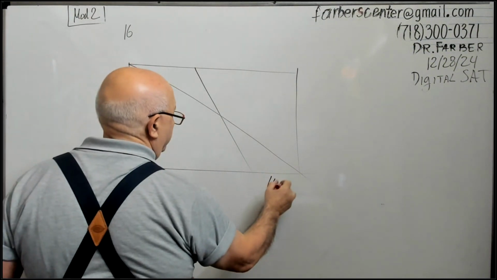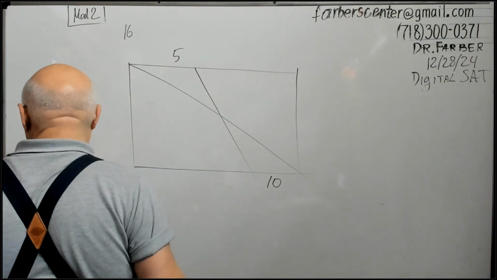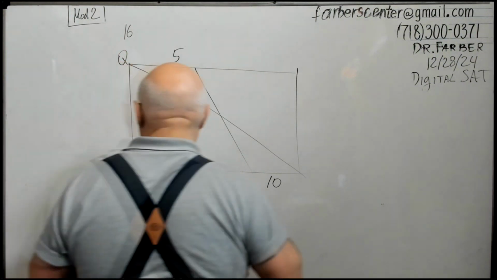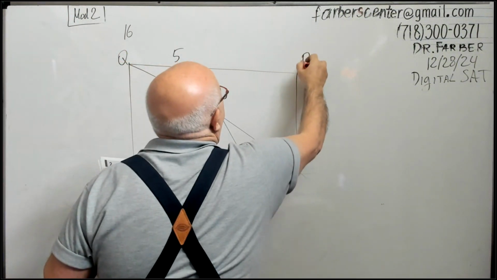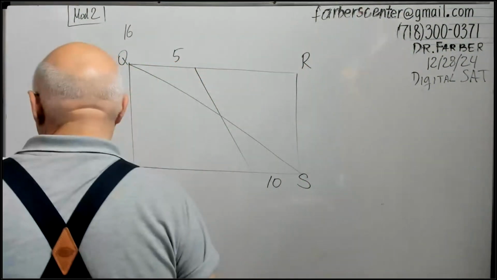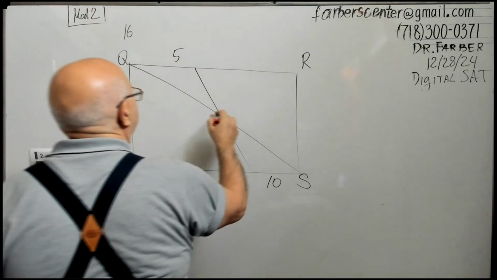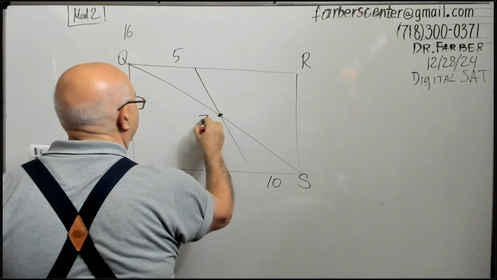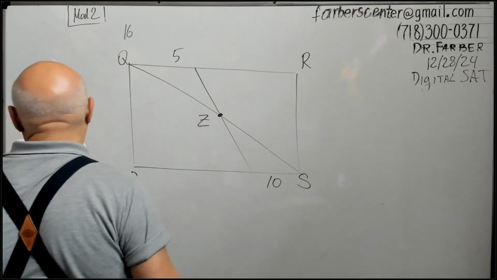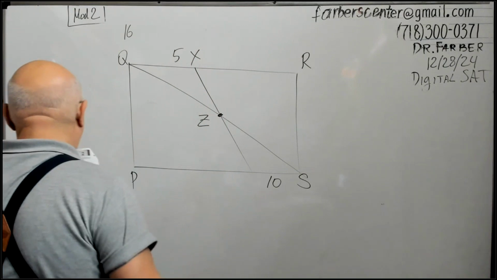Not to scale. This is 10, this is 5. P, Q, R, S. And this point is Z. Not to scale again. And this 5, 10. And this point X. Okay.